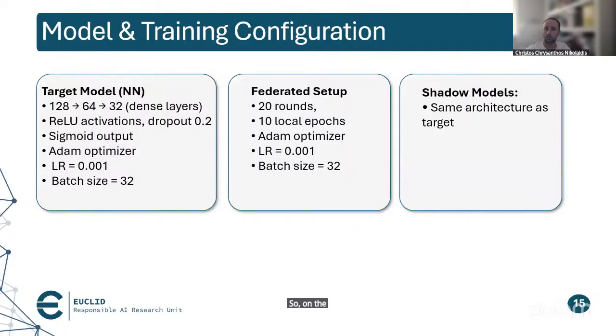On the left, we see the configuration of our target model, a simple neural network with 3 dense layers, ReLU activations, dropout, and a sigmoid output for binary classification. It was trained using Adam with a learning rate of 0.001 and batch size of 32. In the middle, we summarize the federated setup. We ran 20 rounds with clients training locally for 10 epochs. And on the right, we note that the shadow models used by the attacker follow the same architecture as the target to simulate the gray box attack.